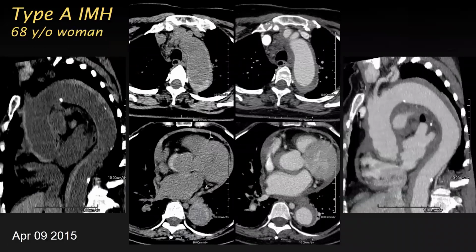Here's an example. There's a patient who has a type A intramural hematoma. You see this crescent-shaped hyperattenuating zone here in the descending aorta and also in the ascending aorta, all the way going down to the aortic root. And then another ominous sign is always if you have slightly hyperattenuating fluid in the pericardial space. That's usually suspicious that something's going on in the ascending aorta.